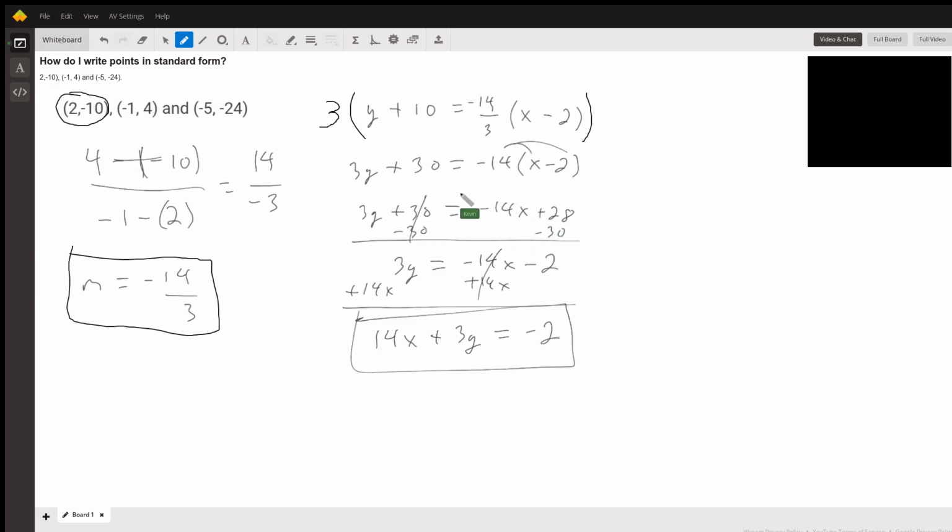And now we have an equation with our variables on both sides. What I want to do is first move this 30 to get my numbers to the same side. Okay, so 28 minus 30 gives me negative 2. And then the last thing I want to do is make sure that my variables are on the same side for it to be in standard form. So I'm going to add 14x on both sides. And I get 14x plus 3y equals negative 2. Okay, and this is the standard form of that linear equation that would pass through these 3 points.